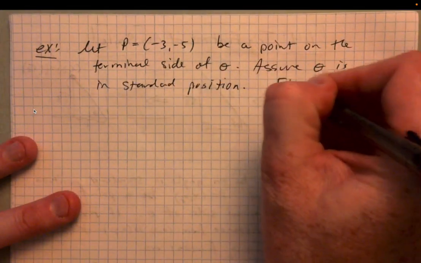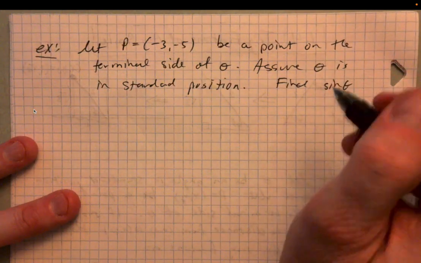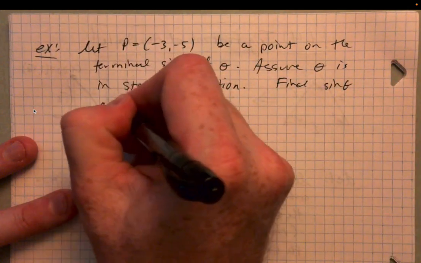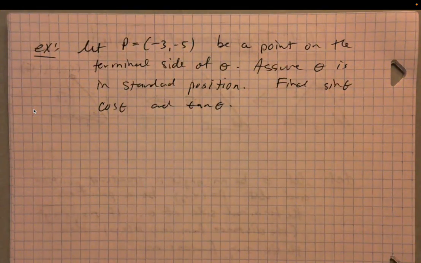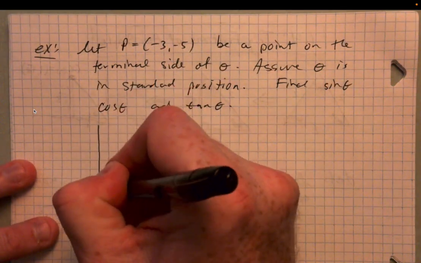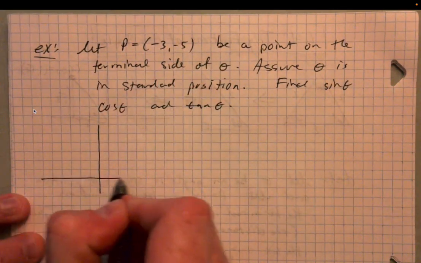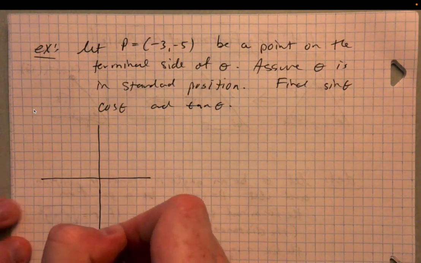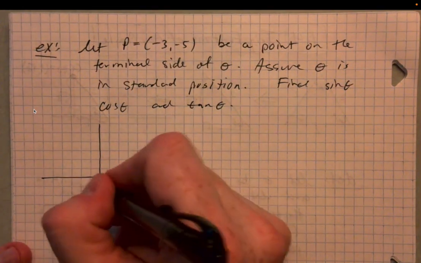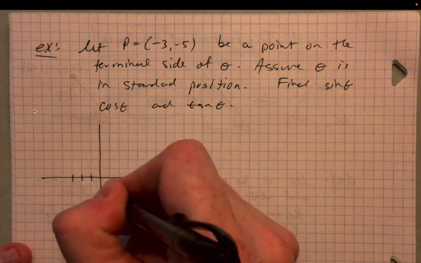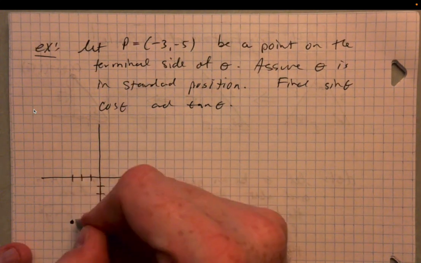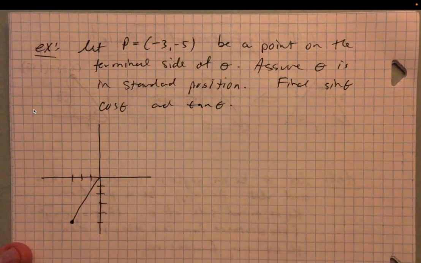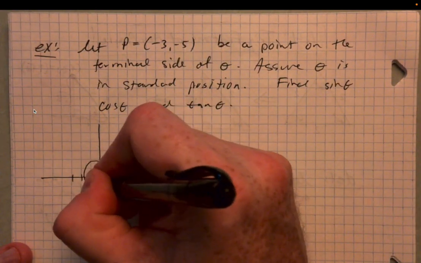Let's find sine of theta, cos theta, and tangent of theta. If we can find these 3, we can find the others. So let's see what this looks like. Let's draw in our coordinate system, and so P is over here. 1, 2, 3, 1, 2, 3, 4, 5. And so P is actually right here. You can think of it as there's a ray like that, and theta is this whole angle.